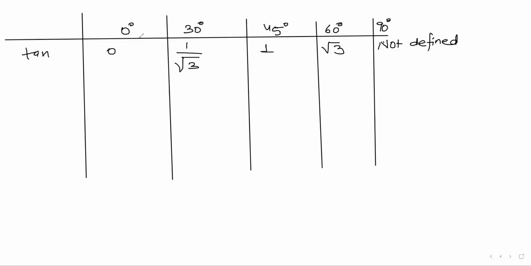Okay, so next one. Now this is a unit in degree, and this is in radian. Pi by 30 is pi by 6, this is pi by 4, this is pi by 3, and 90 means pi by 2. In class 11, we have one more unit to measure the angle, that is radian. So in radian, 0 is 0, 30 is pi by 6, 45 is pi by 4, 60 is pi by 3, and 90 is pi by 2.